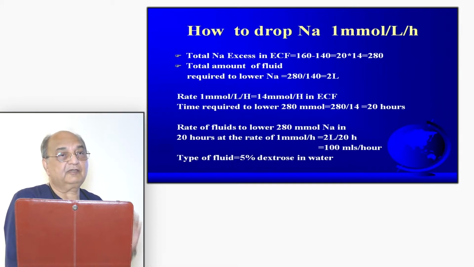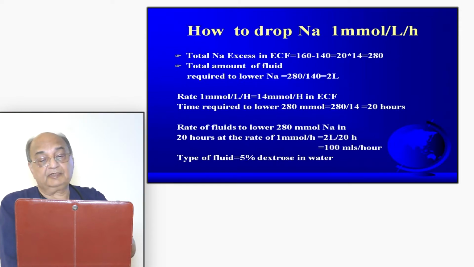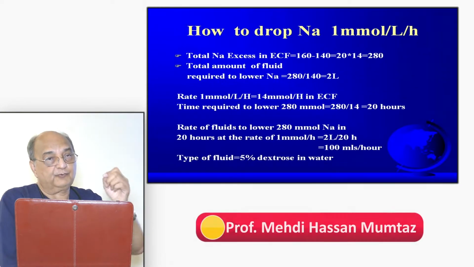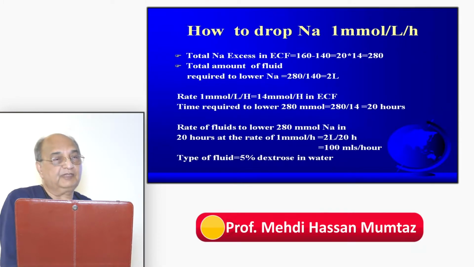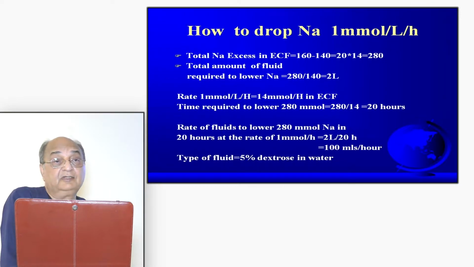So very simple. You calculate the total amount of excess, and you calculate what your target is. So 140 will give you the liters of fluid to be given. Then you have the 280 millimoles total, and you want to lower it by 14 millimoles every hour, so it comes out to be 20 hours. So 2 liters you have to give in 20 hours. It means for every hour you will give 100 ml per hour. That will lower the sodium from 160 to 140 in 20 hours. So this is one of the regimes, the fastest regime.